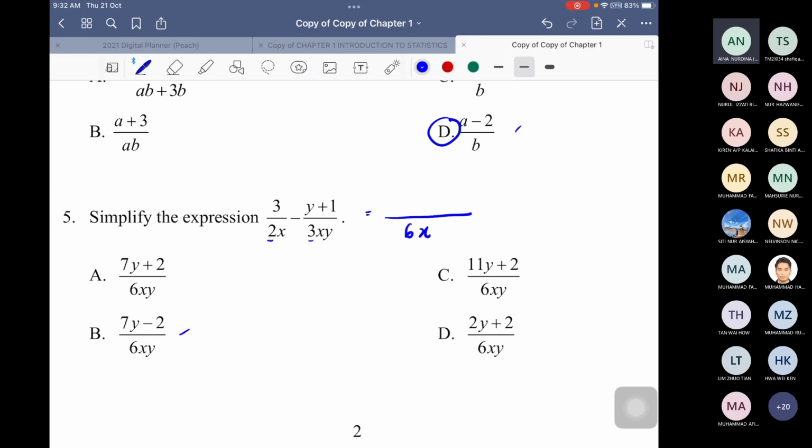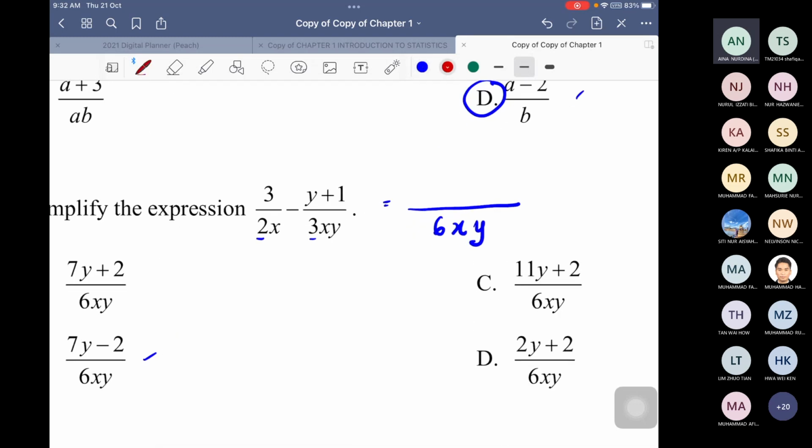Okay, dua-dua term ada X, but the second term ada Y. So, I kena jadikan dia denominator dia adalah 6XY. Okay, untuk term yang pertama, so dia ada 2X saja. Macam mana kita nak jadikan dia 6XY? So, atas bawah kena darab dengan 3Y. So, atas bawah darab 3Y. And yang term yang kedua pula, so dia adalah 3XY. So, atas bawah kena darab dengan 2.